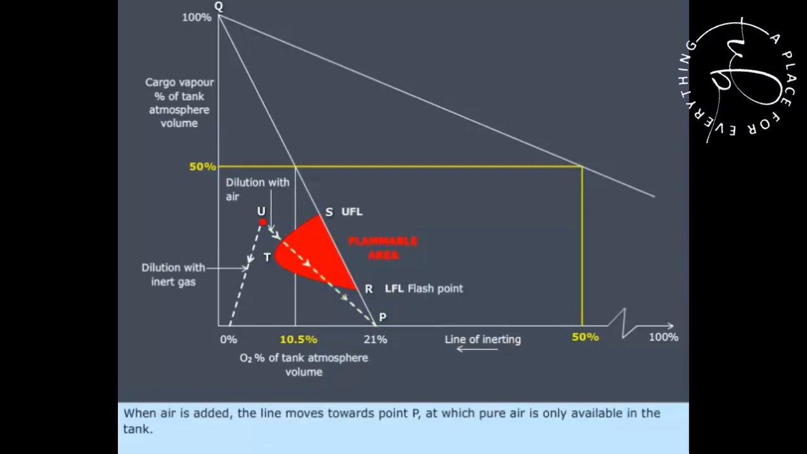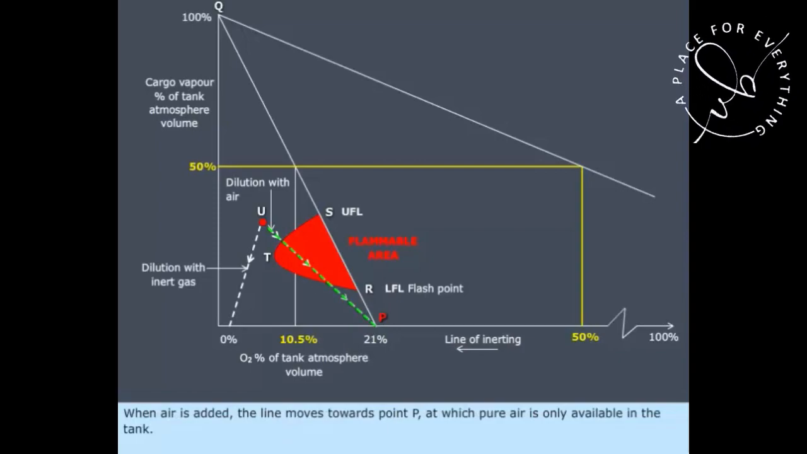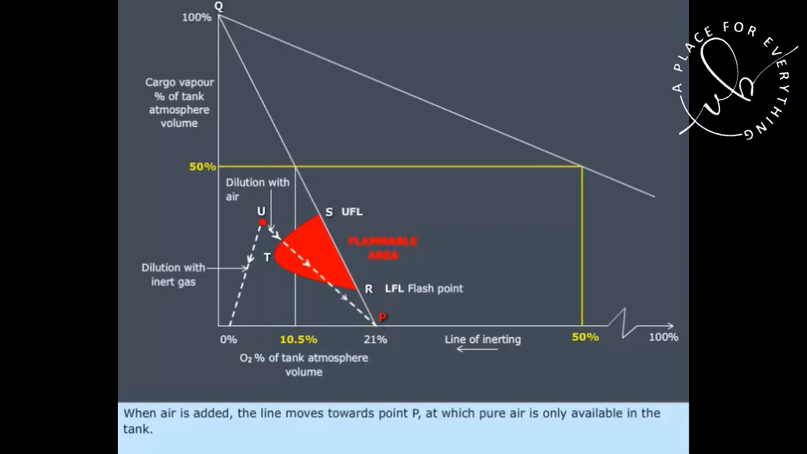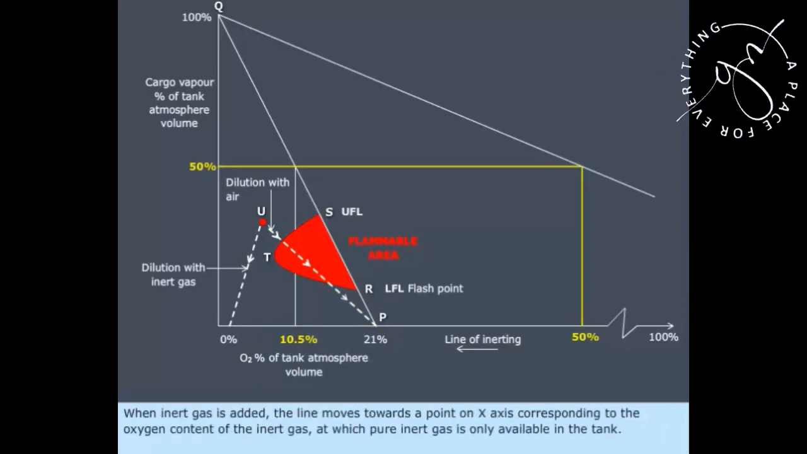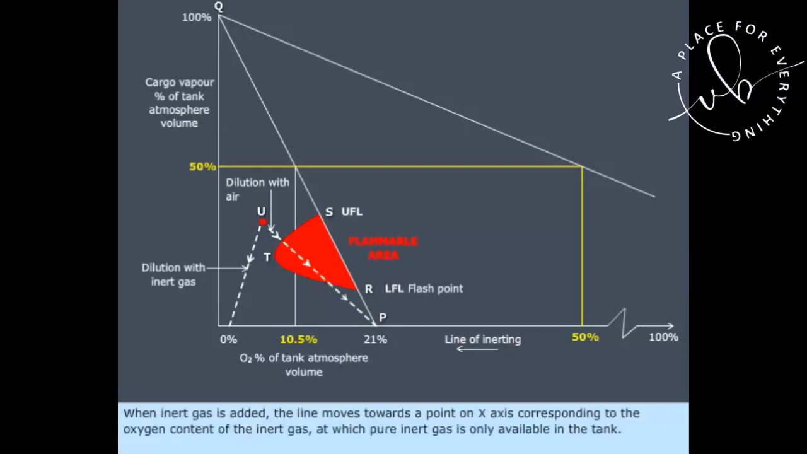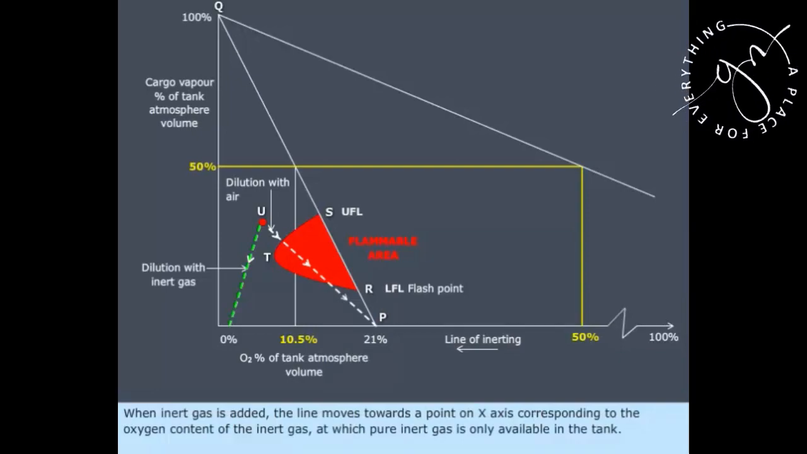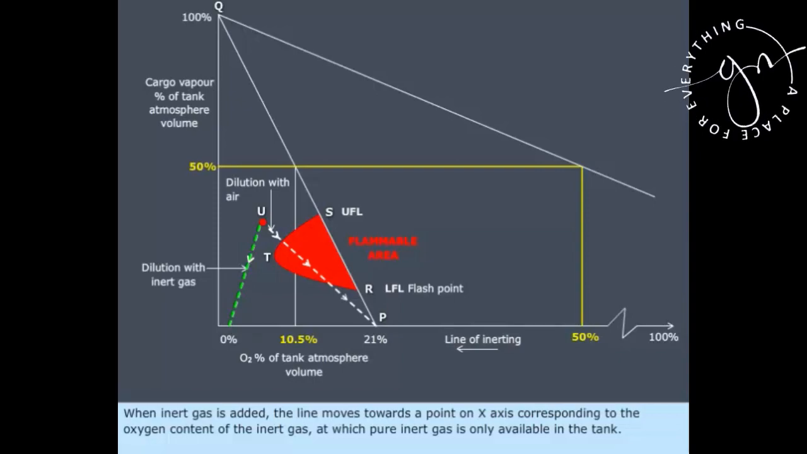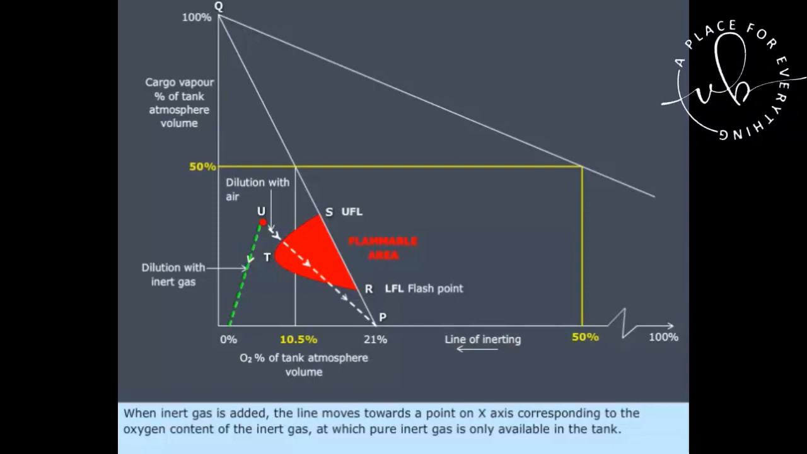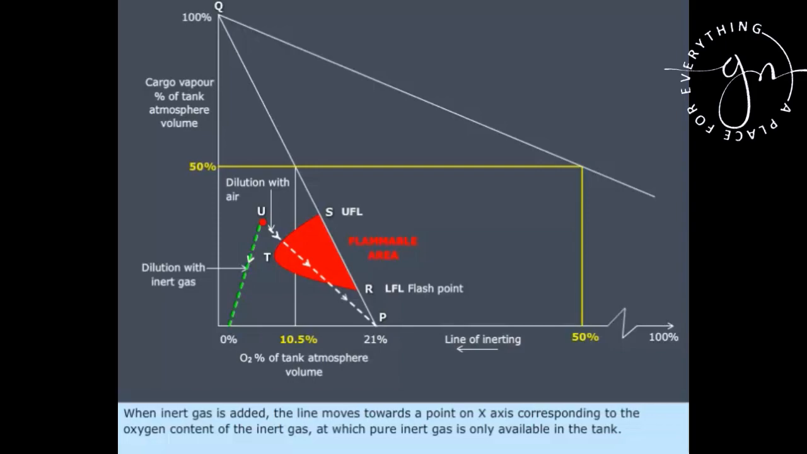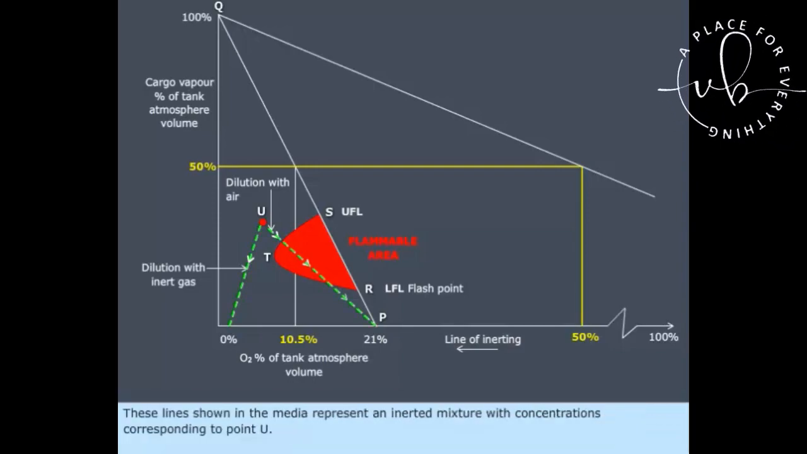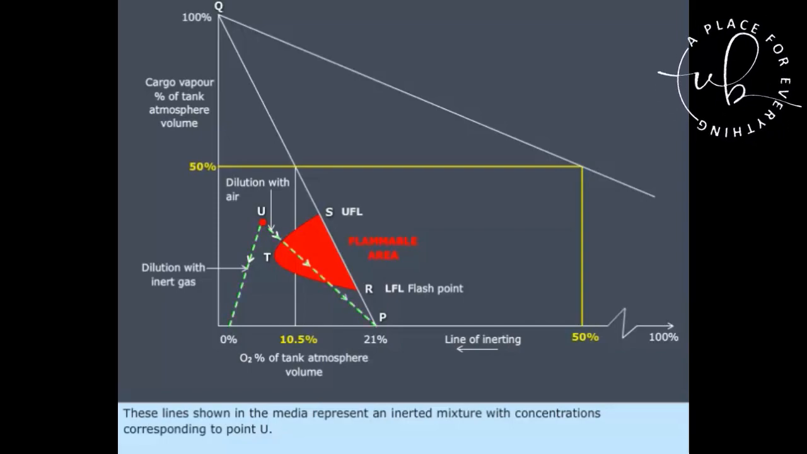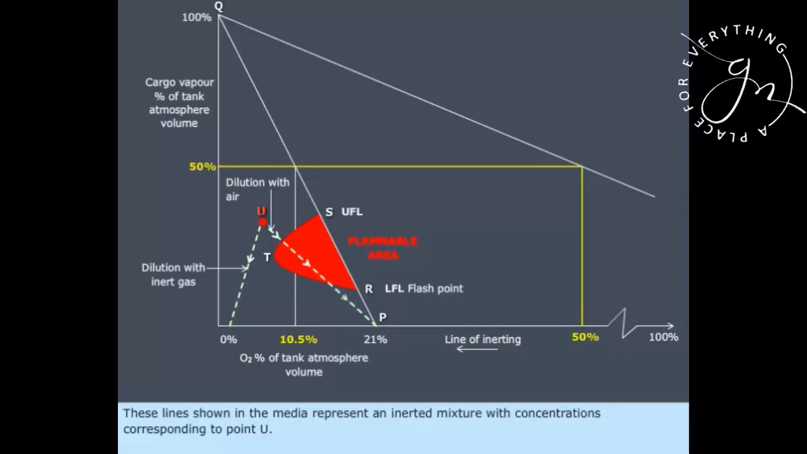When air is added, the line moves towards point P, at which pure air is only available in the tank. When inert gas is added, the line moves towards a point on the x-axis corresponding to the oxygen content of the inert gas, at which pure inert gas is only available in the tank. These lines, shown in the media, represent an inerted mixture with concentrations corresponding to point U.